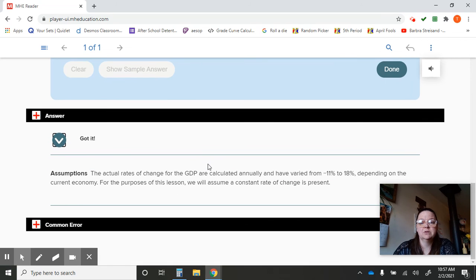And our study tip for this video: the actual rates of change for the GDP are calculated annually and have varied from negative 11% to positive 18%, depending on the current economy. For the purpose of this lesson, we will assume a constant rate of change is present. So in actuality, it's not going to be the same every single year. But for the purpose of this example and practicing working with exponential functions, we're going to pretend that it is the exact same every single year.